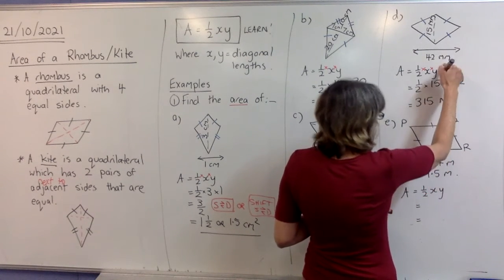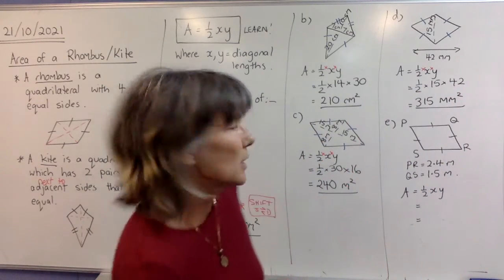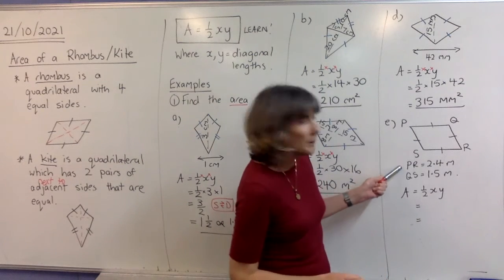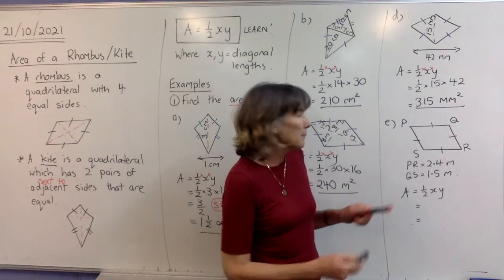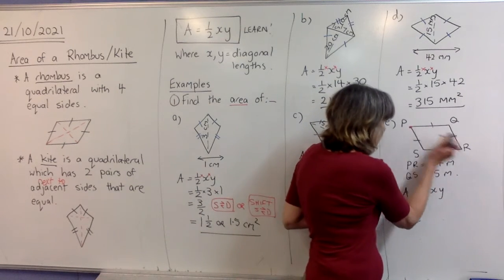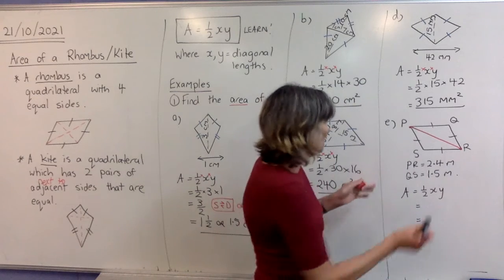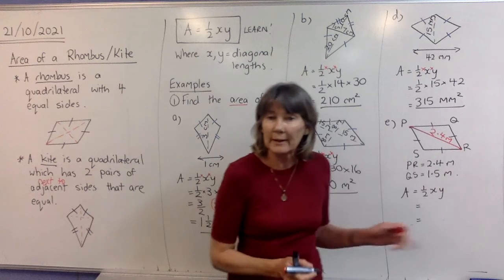Millimetres on the end, and it's squared for area. Okay, the next question here is given a little bit differently. So what they've told you down the bottom here is PR equals 2.4 metres. That means the distance from P to R straight through is 2.4 metres. So they've given you one of the diagonals.